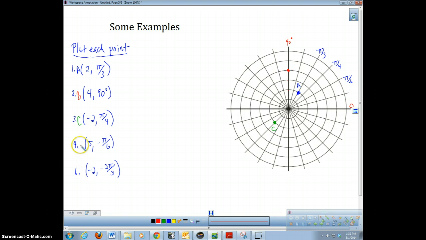Let's call this one red again. Point D, negative pi over 6. So if you think back to the unit circle, when we went positive angles, we went this way, counterclockwise. Negative angles go clockwise. So negative pi over 6 is right here. And negative pi over 6 is negative 30 degrees, so this is down this way. We're going to go out 5 from there, so 1, 2, 3, 4, 5. And this is D.